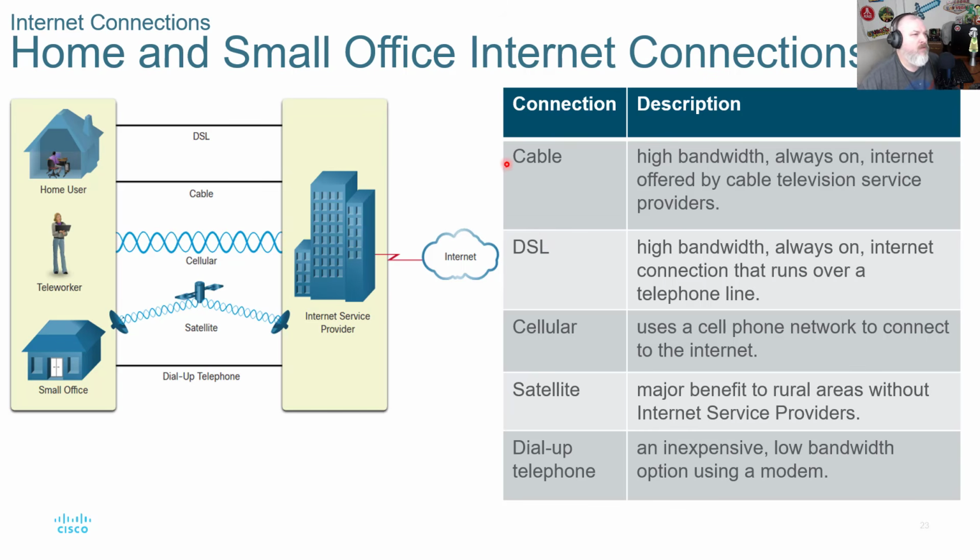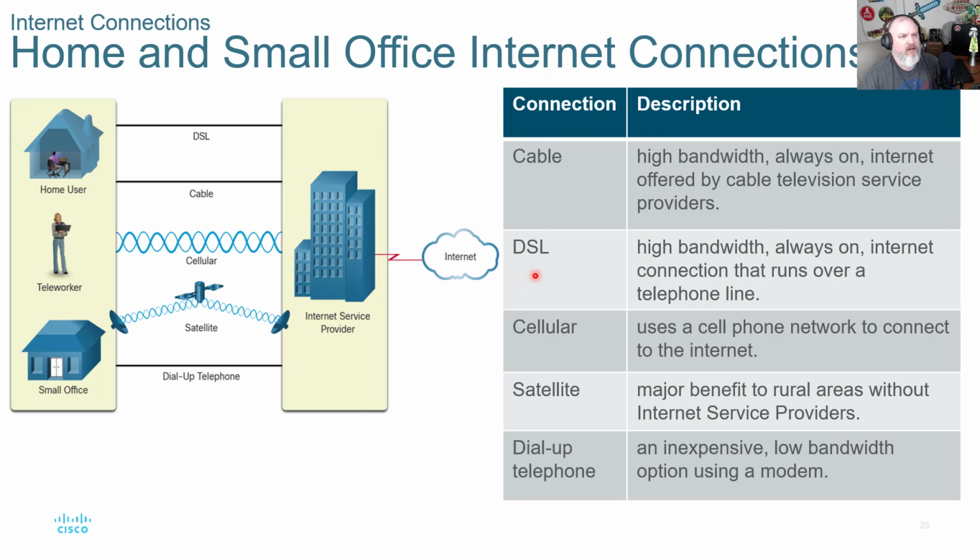Now, home and small office internet connections, those usually are cable. Here at my house, I have cable. I have a company that I don't necessarily like. They control a lot of internet and they control a lot of media. Not necessarily a fan of them, but they do provide reliable internet to me using cable.